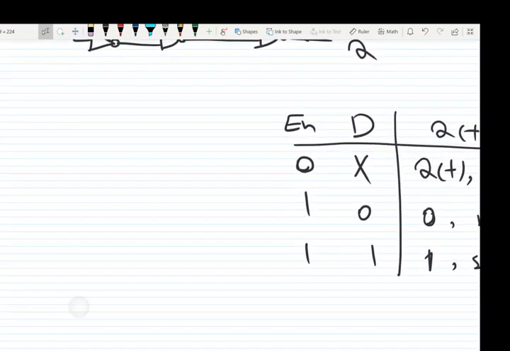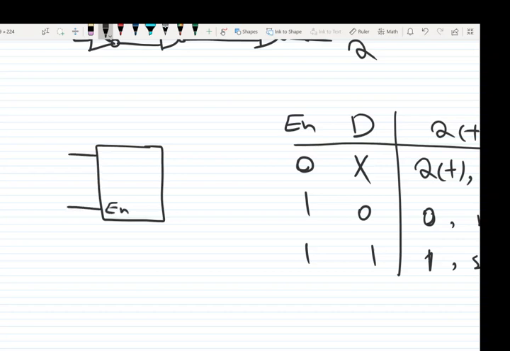And the symbol for D latch is like this. We have two inputs, one is enable, the other input is called D, and outputs are called Q and Q bar.